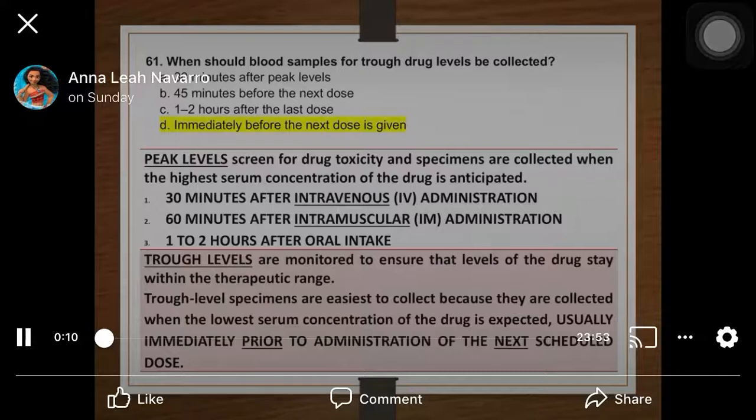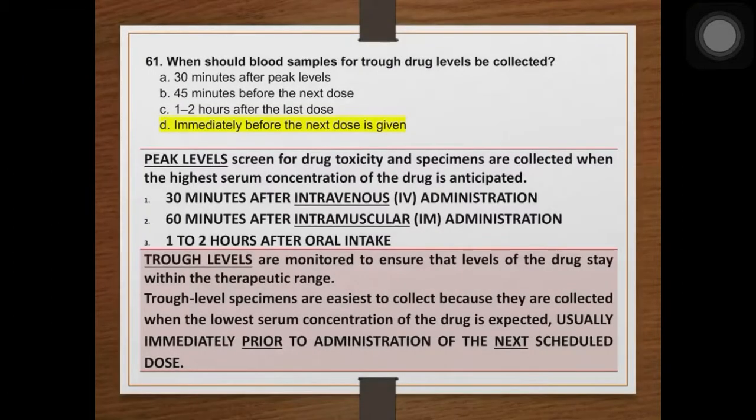Free T4, optional lang po yung test. For free T3, kapag hindi po expected ang result ng free T4. Number 61, when should blood sample for trough drug levels be collected? Ito po yung lowest concentration ng drug.